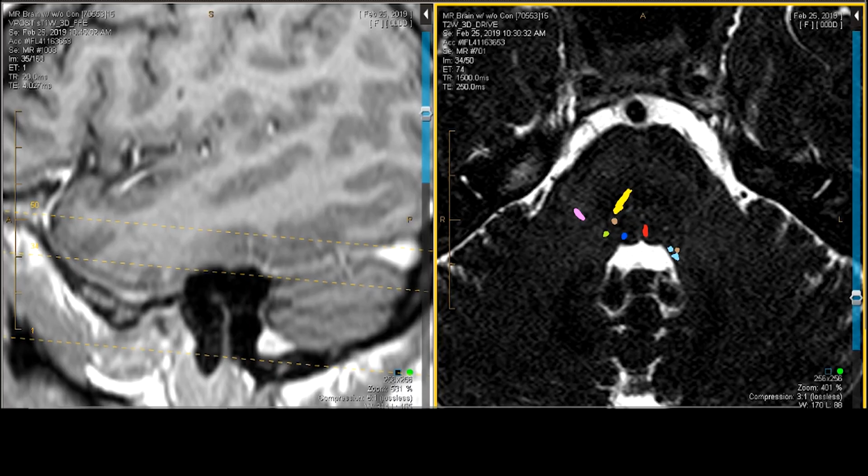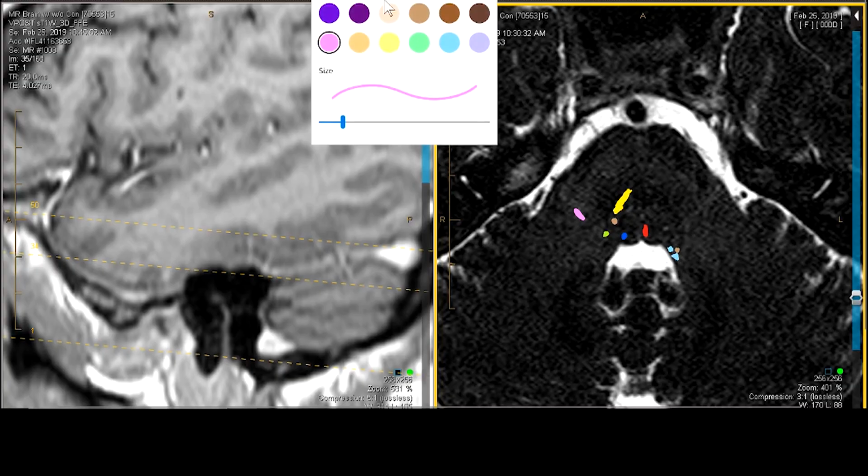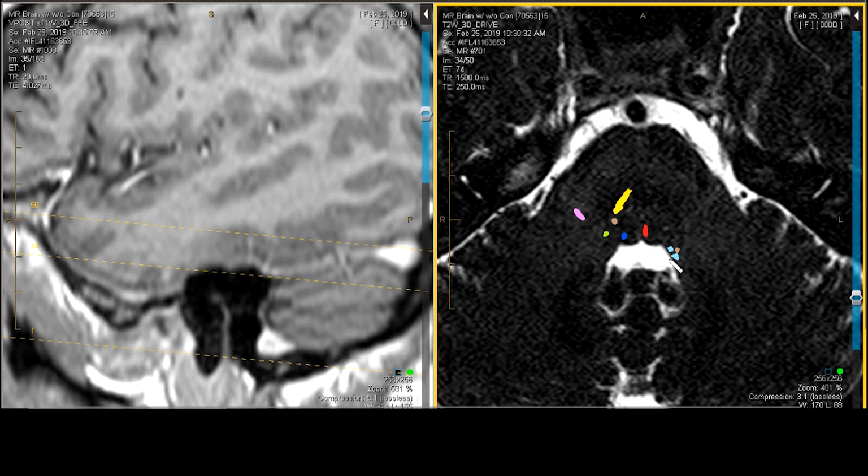So let's take a look at this axial view at the level of the brachium pontis, the middle cerebellar peduncle, and we have some nice little colors here for you to make it a bit easier. And those colors include the superior and medial and lateral vestibular nuclei over here, the medial longitudinal fasciculus, which can be affected in multiple sclerosis.